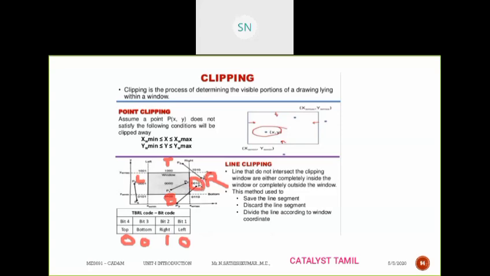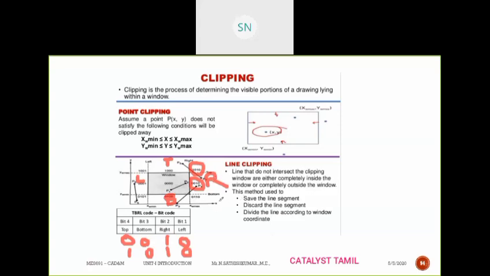Similarly, if you consider this particular region, it is lying between top and right, which means above the window, but on the right side of the window. So it is top right of the window. So for this point, in T I should mention 1, in R I should mention 1, and in the remaining bits I should mention 0: 1010. Okay, so this is called line clipping.